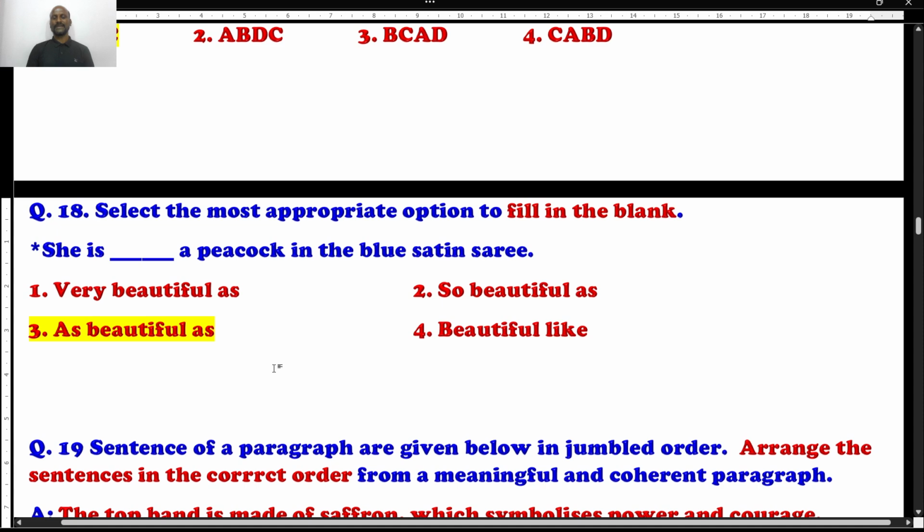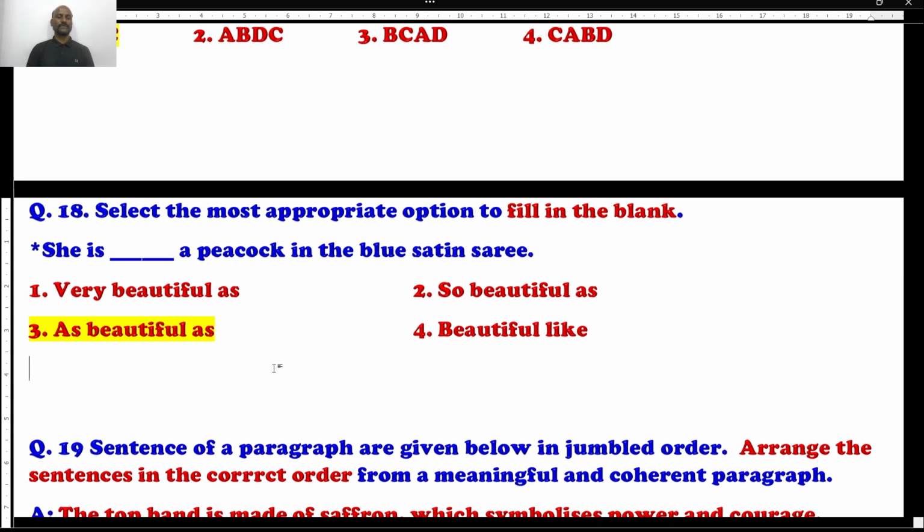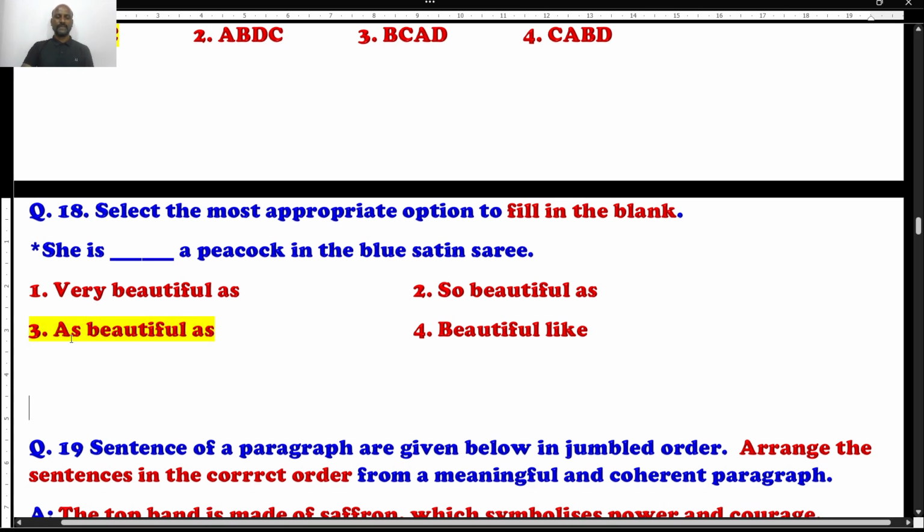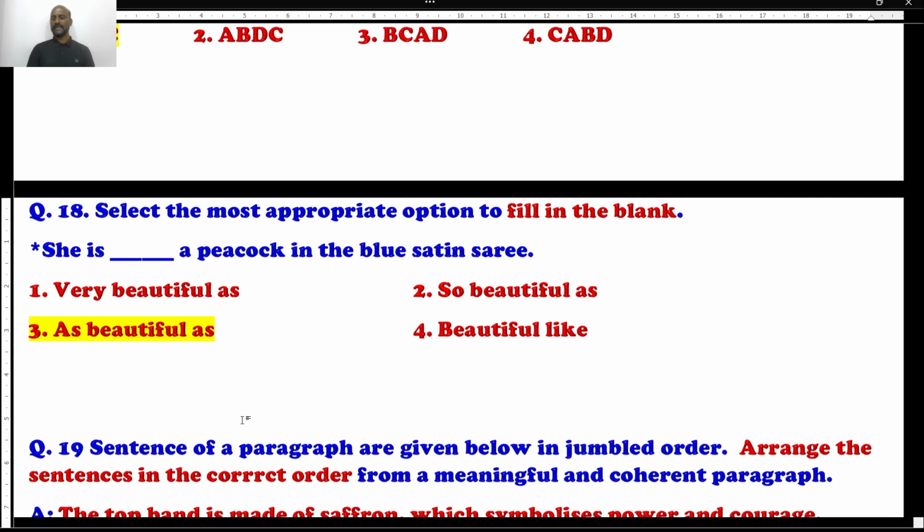Well, students, question number 18 is related to degrees of comparison. The given answer is as beautiful as. When we use as plus as, we use it for a positive sentence with a positive meaning. She is compared to a peacock, right? As beautiful as is going to be the right answer because the sentence is positive and the meaning is also positive. So this is going to be the right answer. Don't worry, students. I'm going to teach you 4 to 5 kinds of different degrees of comparison which are asked in many competitive exams. Study in the online classes.